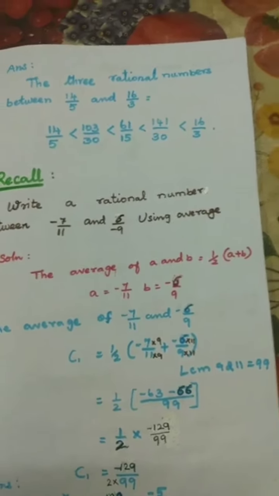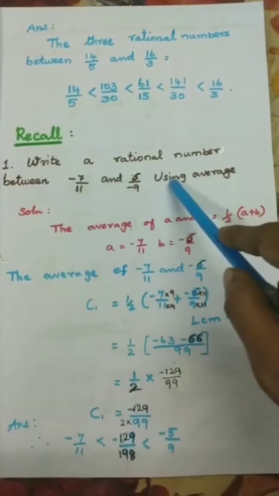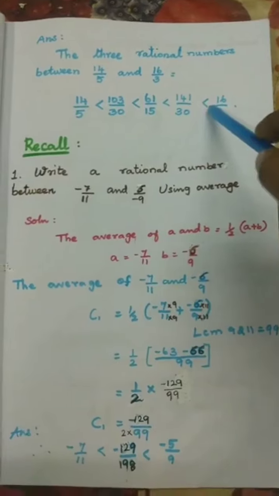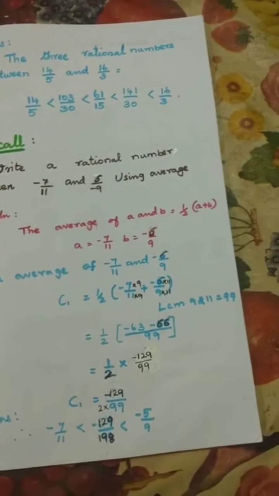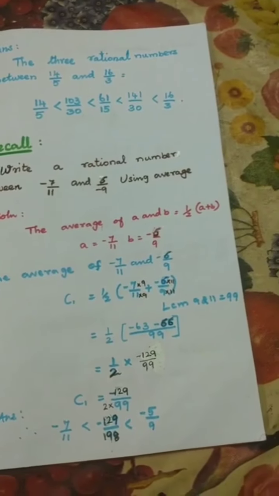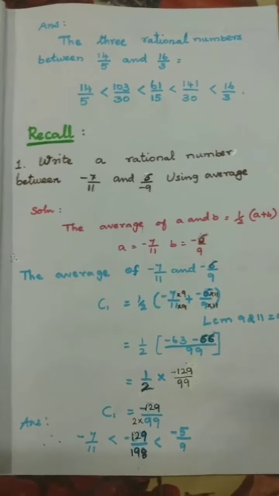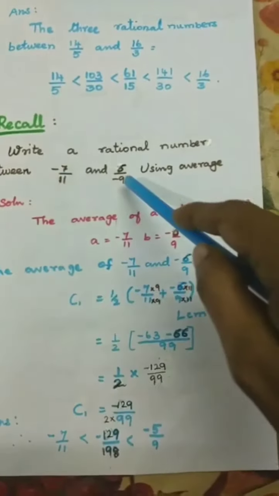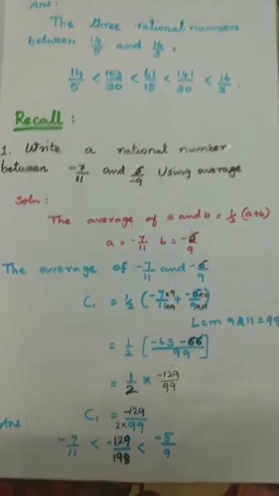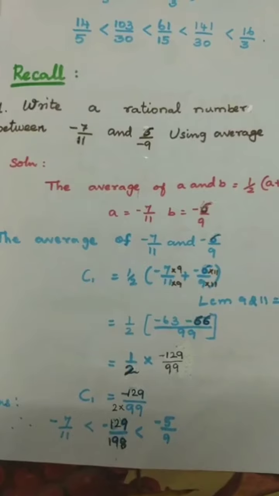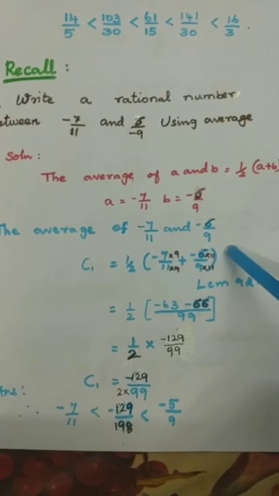Okay, let us recall what we have studied till now. That is, write a rational number between these two numbers using the average method. Using the average method means, what is the formula to find the average? Using that average method, we have to find rational numbers between. That is 1 by 2 into A plus B. Yes. Then you take this as A and this as B. Here the denominator is minus 9, so you bring the minus, that is the negative sign, to the numerator.